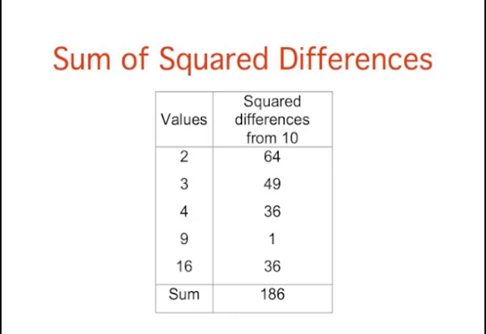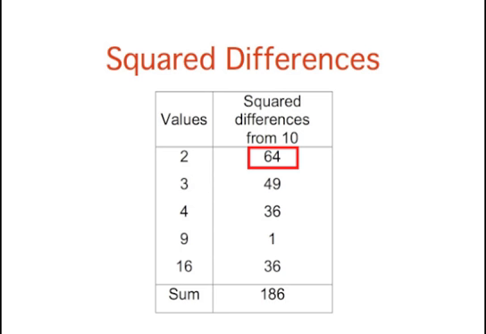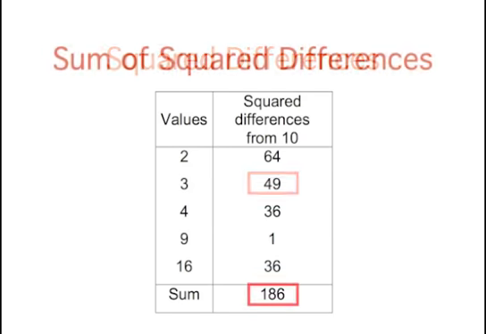Again, consider the distribution of the five numbers 2, 3, 4, 9, and 16. This table shows the sum of the squared differences of these numbers from the number 10. The first row in the table shows that the squared value of the difference between 2 and 10 is 8 squared, which equals 64. The second row shows that the squared difference between 3 and 10 is 49, and so forth. When we add up all these differences, we get 486.